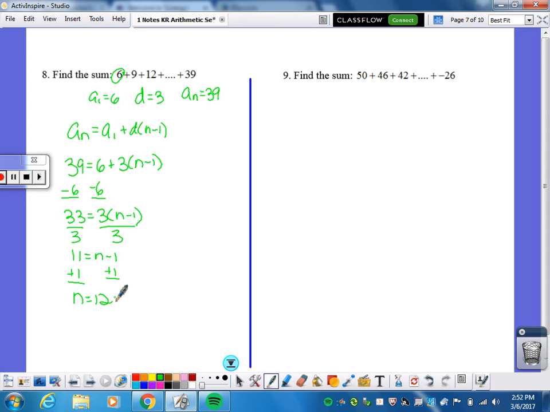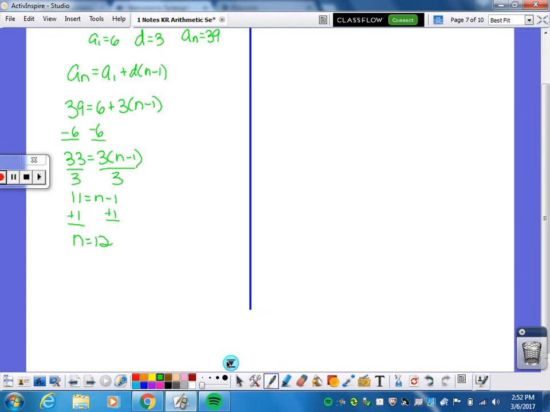Now that we know what number term 39 is, we can use that to find the sum of all of these numbers. I'm going to use the first equation on the top of our sheet for the rest of this problem, since we know what a sub n is equal to. If you use the second equation, you would still get the problem correct. However, since we already have a sub n, that's the equation I'm going to use.